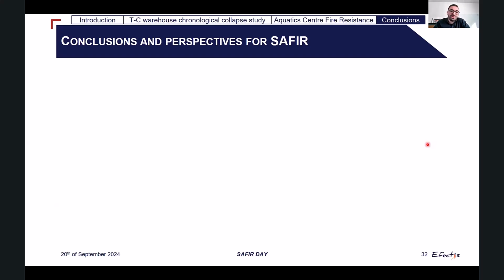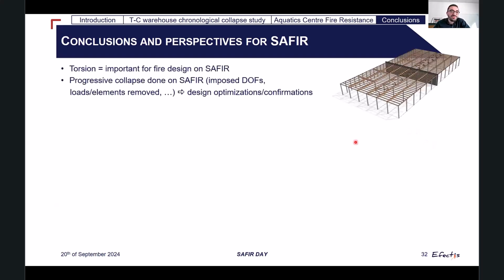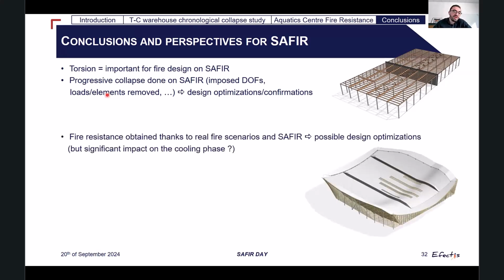For the conclusions, on the first part, we saw that, of course, torsion played an important role in SAFIR. We also demonstrated that it was possible to achieve progressive collapse in SAFIR thanks to the iterative process as we implemented it in SAFIR. This led, of course, to design optimizations and confirmations for the timber industry in France. On the second topic, we assessed the fire resistance thanks to real fire scenarios, and thanks to SAFIR, this led, of course, to design optimizations also.